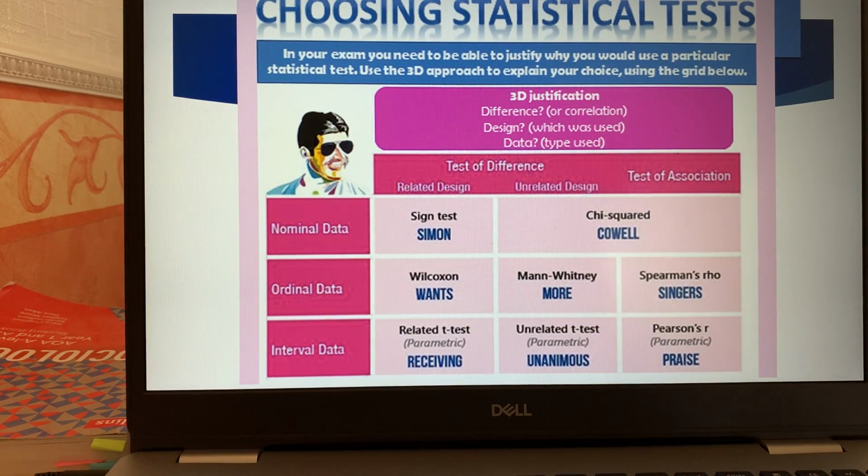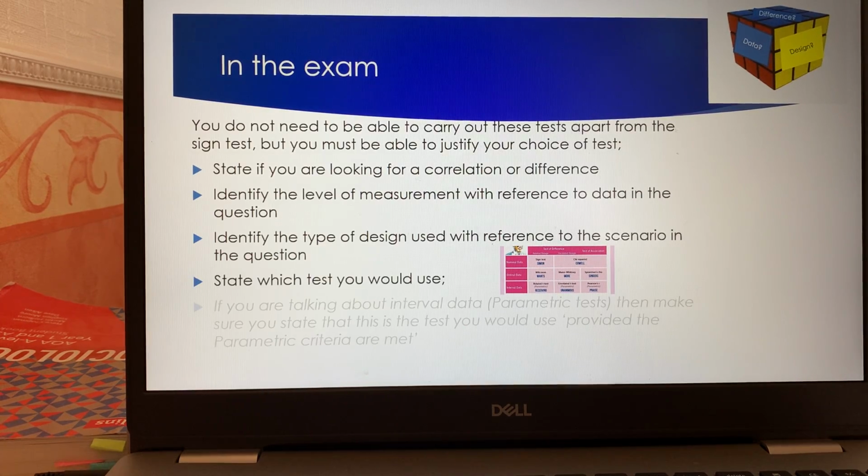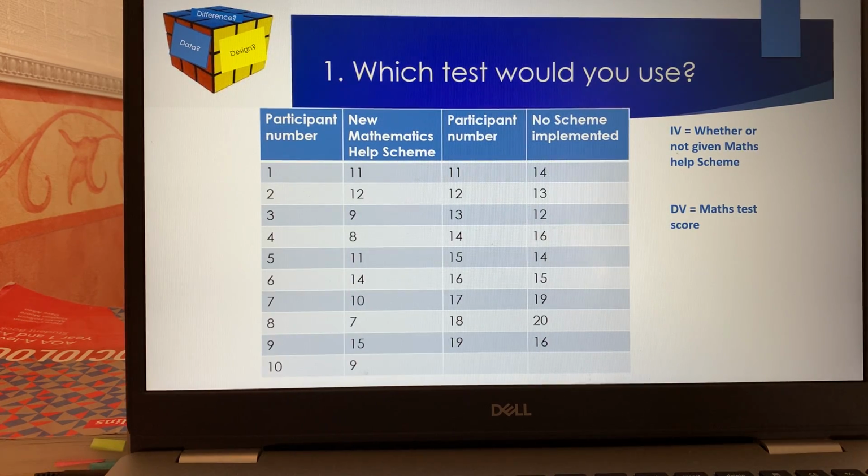Okay. So this is the big boy. This is what you need to remember. So in an exam, they'll give you maybe something like this. They'll either give you a grid or they'll give you a little spiel, and you then have to work through these three things to pick out which type of test you'll need.